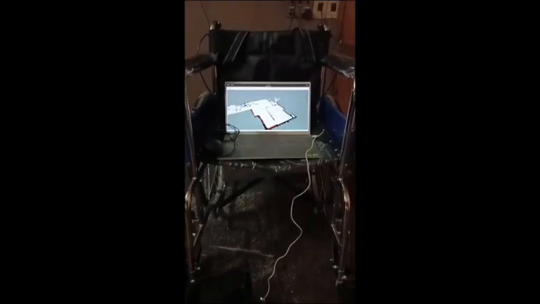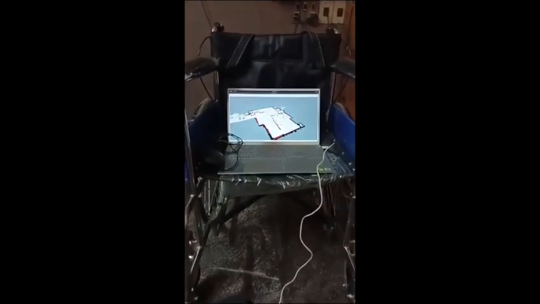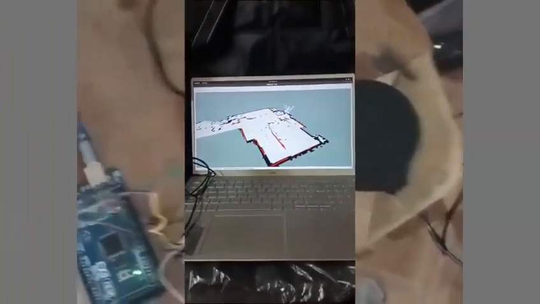Introducing an autonomous wheelchair system, an innovative project that leverages cutting-edge technologies to revolutionize the lives of people with physical challenges. In this project, we use Raspberry Pi and Robot Operating System to make this powerful project possible.